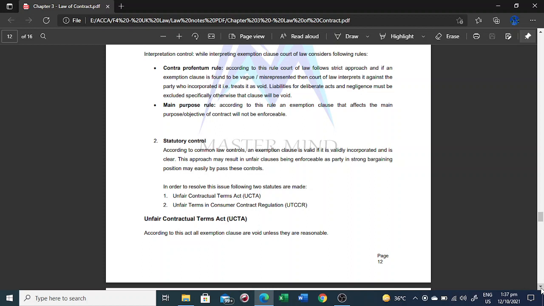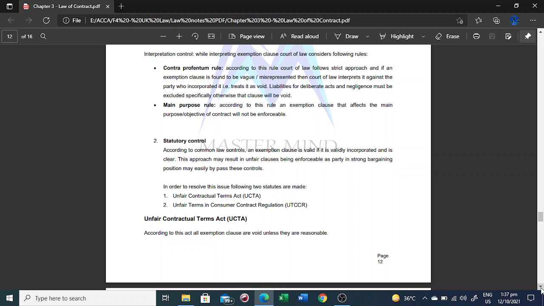Liabilities for deliberate acts and negligence must be excluded specifically, otherwise that clause will be void. So make sure that you also include liabilities if somebody acts deliberately, with an adverse effect from that clause. And just in case somebody by mistake, or because they did not exactly know a lot about the clause, just acted upon it, then in that case what is the liability for them? That should also be mentioned.